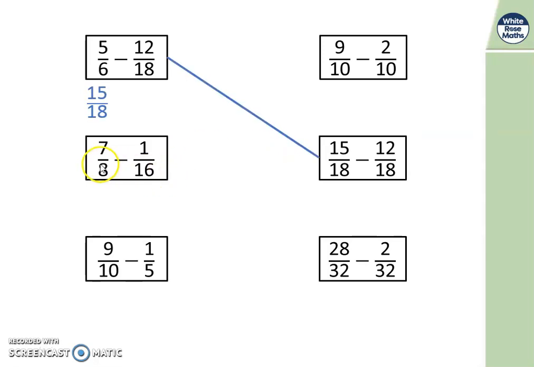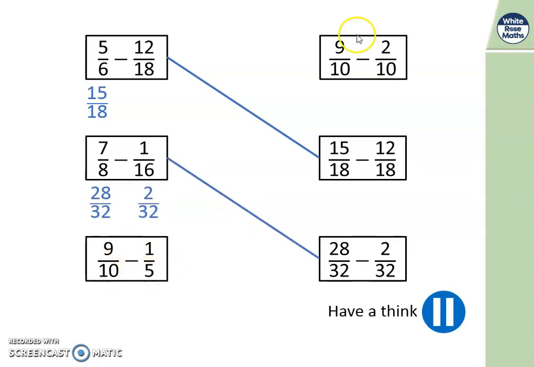In this one, we've got 8ths and 16ths, but none of these have that. But we should be able to spot that 8 and 16 don't go into 10. They both do go into 32. So 8 times 4 is 32. 7 times 4 is 28. 16 times 2 is 32. So 1 times 2 is 2. So they match.